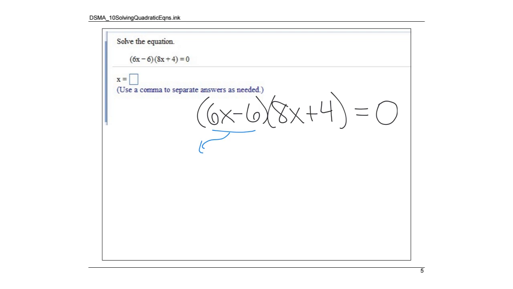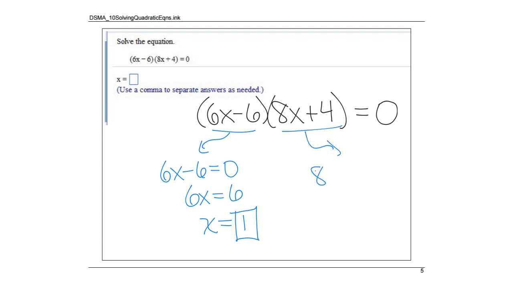We're just going to do a little bit more work. So we have 6x minus 6 is equal to 0. If I move the 6 over, we get 6x equals 6. And then if I divide both sides by 6, I would get positive 1. All right, on the other side, we have 8x plus 4 equals 0. So move the 4 over, we get negative 4. And then divide both sides by 8. Well, when we divide both sides by 8, we get negative 4 over 8, but that is not simplified. And so we're going to change that to negative 1 over 2.